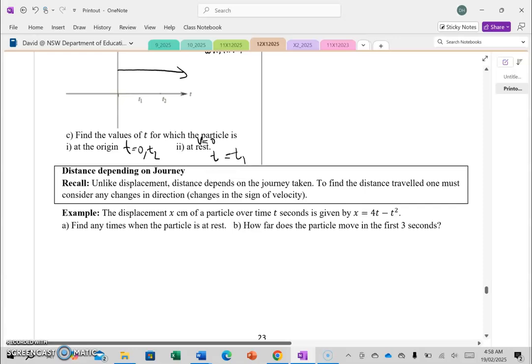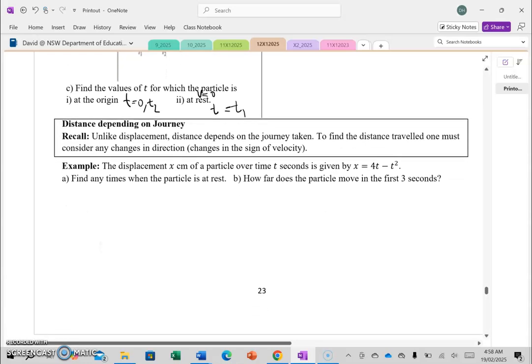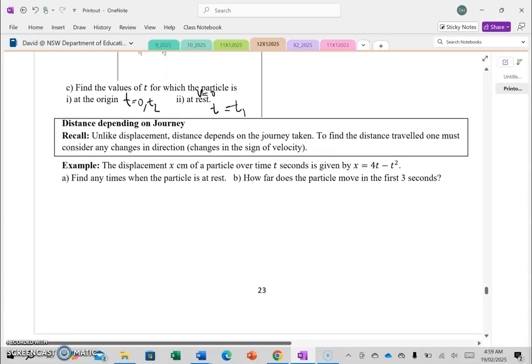A reminder that distance depends on the journey. So unlike displacement, distance depends on the journey taken. To find distance, you must consider any changes in direction, any changes in the sign of velocity, or where we go through velocity is 0. Here we go. Displacement is given by this.